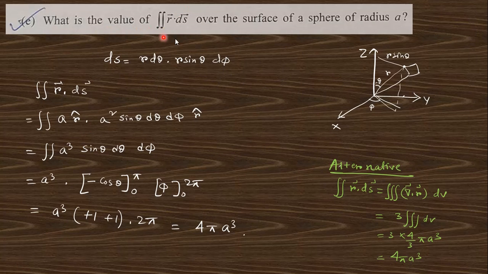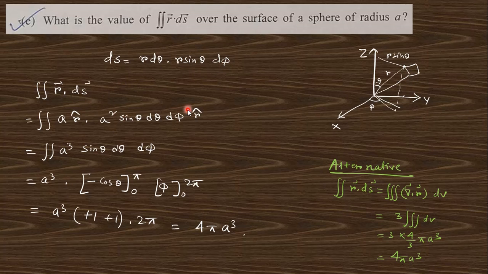What is the value of this r dot ds over the surface of a sphere of radius a? There is a sphere of radius a, and we need to find the value of this integration. Just know this is the ds in the spherical coordinate system. This portion gives you r sin theta d phi, and this portion is r d theta, so just the product of r d theta and r sin theta d phi.